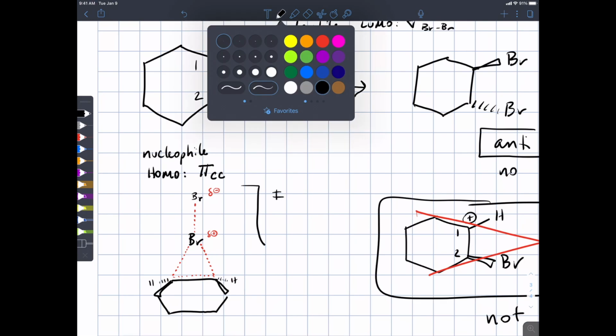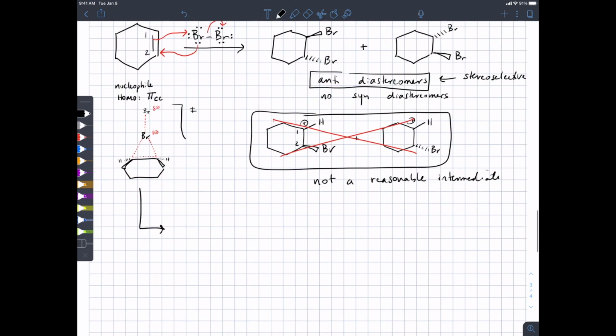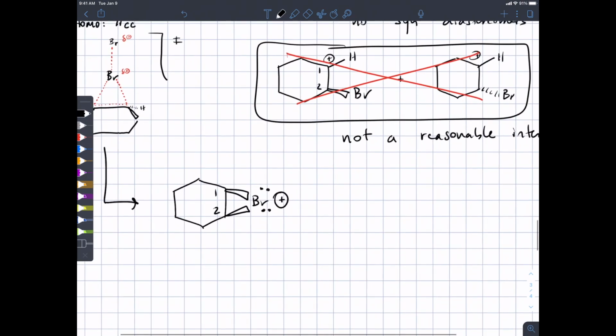And the product that you get is a three-membered ring intermediate where bromine is bonded to two things instead of one and has a positive charge. Bromine is bonded both to carbon 1 and carbon 2. We call this a bridged bromonium ion.